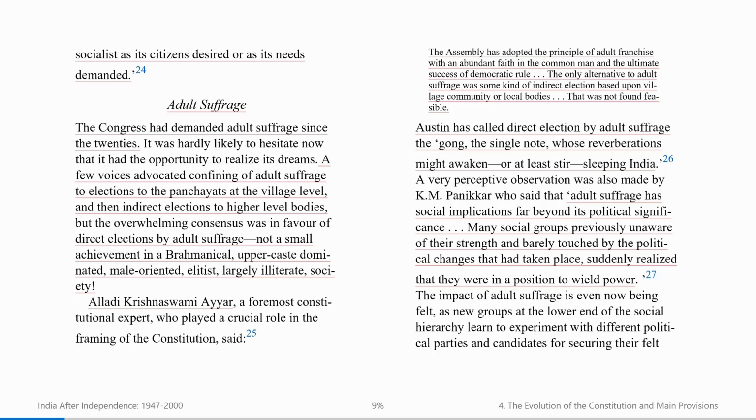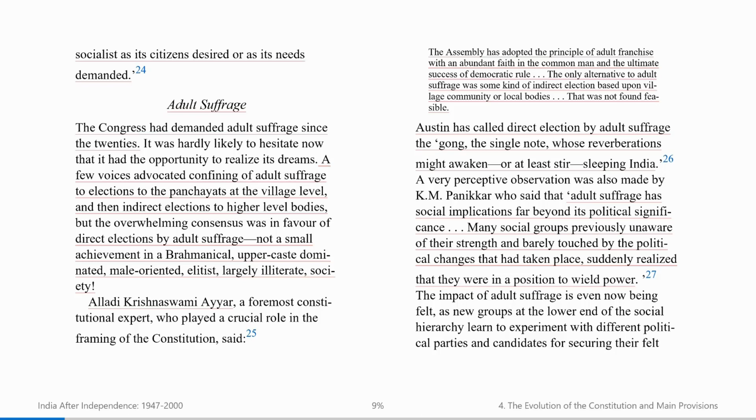Now the Congress had demanded adult suffrage since the 1920s. It was difficult now because the opportunity had come. A few voices advocated confining adult suffrage to panchayat elections at the village level and then indirect elections to the higher bodies. But there was an overwhelming consensus that we should have direct elections by adult suffrage, which was obviously not a small achievement in a country like India, and during that time, in a Brahminical, upper caste dominated, male oriented, elitist, largely illiterate society that we had.